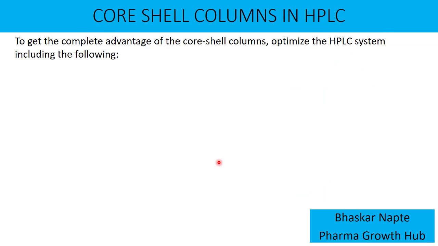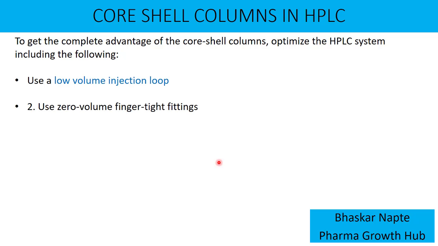HPLC column. Now, to get the complete advantage of the core shell columns, you need to optimize your HPLC system in terms of reducing the extra column volume. Because if you have more extra column volume, whatever gets eluted out of the column may get further diluted, and your bandwidth can get increased because of this extra column volume. So what can you consider to get the optimum efficiency by using the core shell columns? The first one is to use a lower volume injection loop. Your injection loop should be as close as possible to your injection volume.